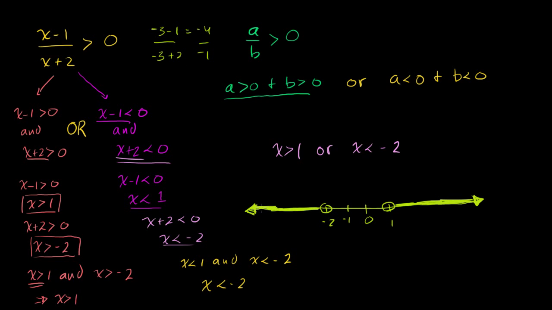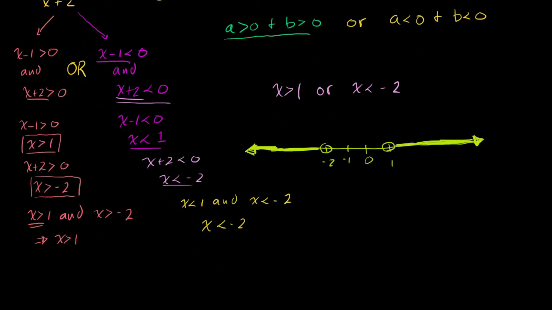Now, I told you that I would show you two ways of doing this problem. So let me show you another way, if you found this one maybe a little bit confusing. So the other way, let me rewrite the problem. You get x minus 1 over x plus 2 is greater than 0.